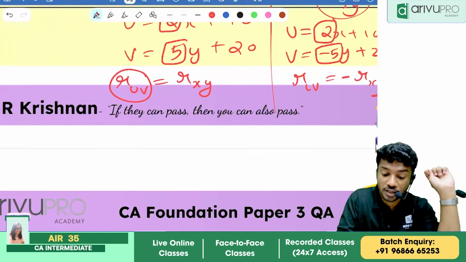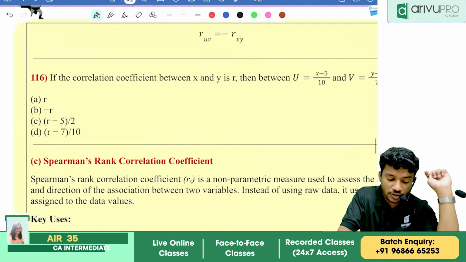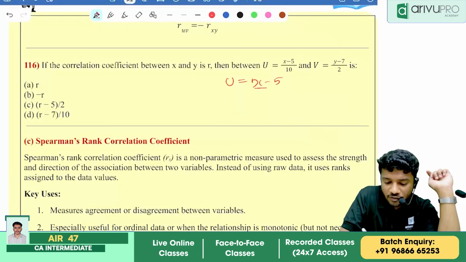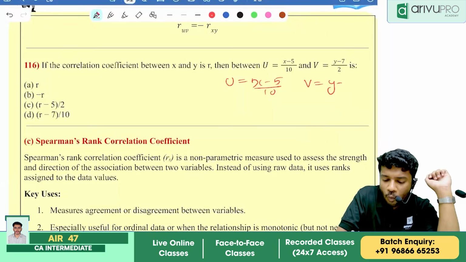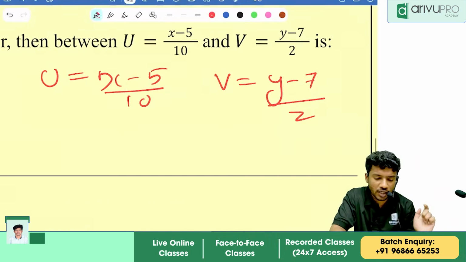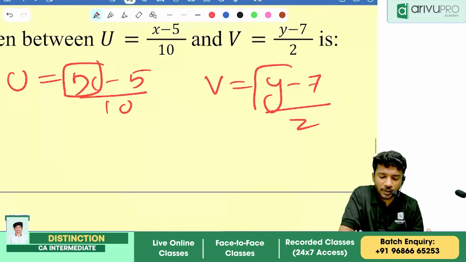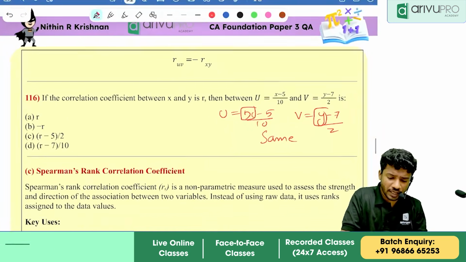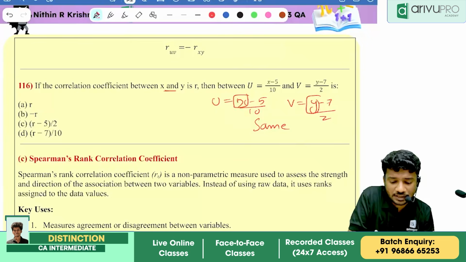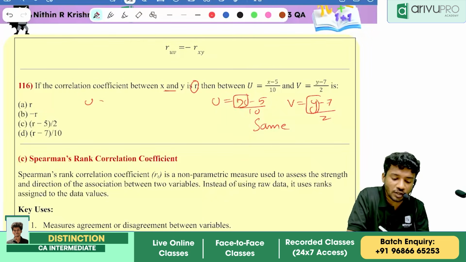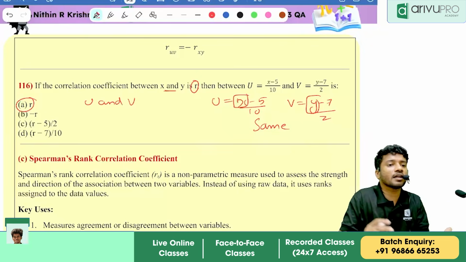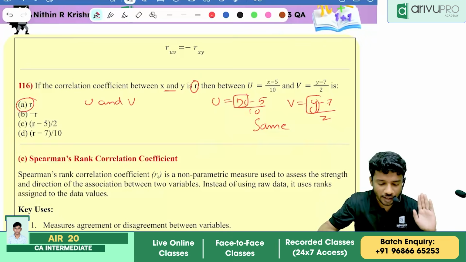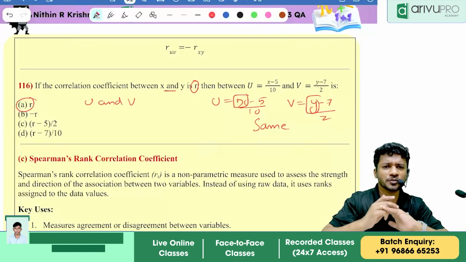I will show you one question which was asked in the previous year based on this. Look at this question. U is equal to (X minus 5) divided by 10. V is equal to (Y minus 7) divided by 10. Look here, what are the signs of both? Both are same. X and Y are having same sign. Then we already know correlation coefficient between X and Y is R. Then the correlation coefficient between U and V will be what? R itself. It will not change. If it was minus, our R will become minus R. Understood, people? Any doubt, please ask me, because it's very complicated.